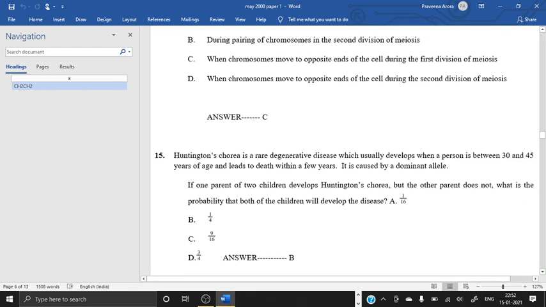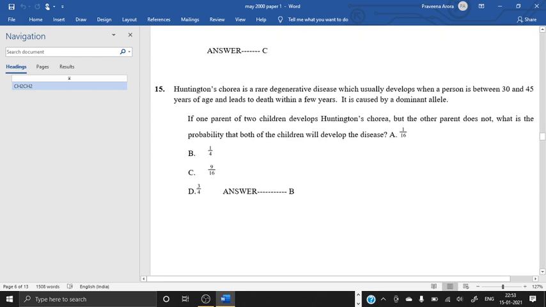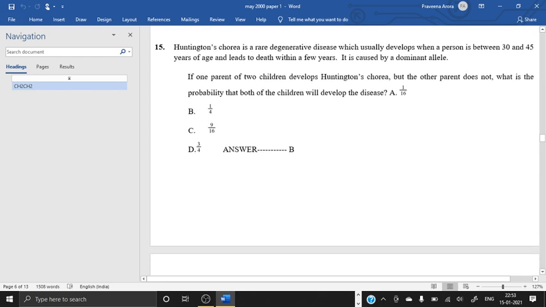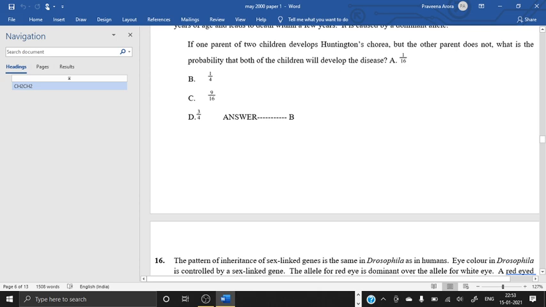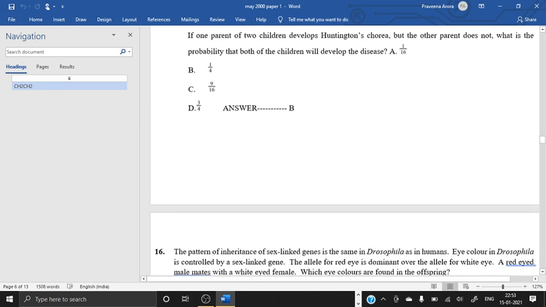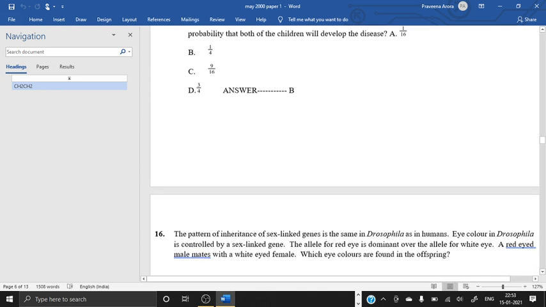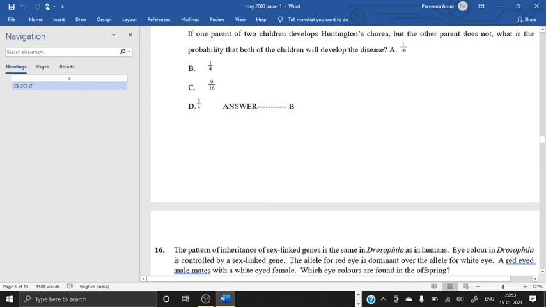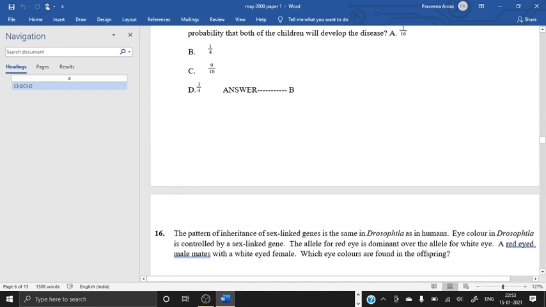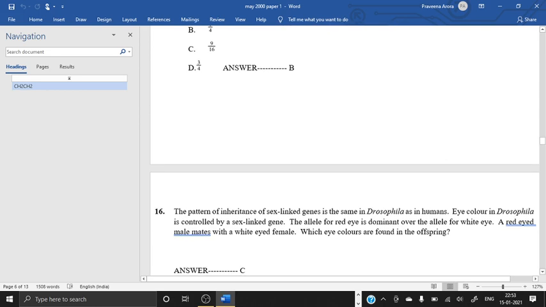Question number 15 is, Huntington's chorea is a rare degenerative disease which usually develops when a person is between 30 and 45 years of age and leads to death within a few years. It is caused by a dominant allele. If one parent of two children develops Huntington's chorea but the other parent does not, what is the probability that both of the children will develop the disease? The answer is 4, that is 1 by 4. It means 1 among 4.